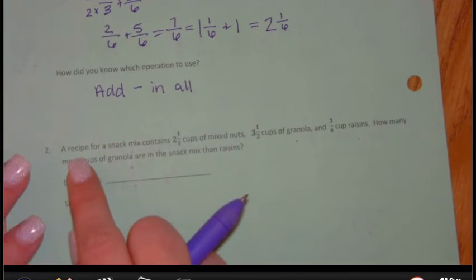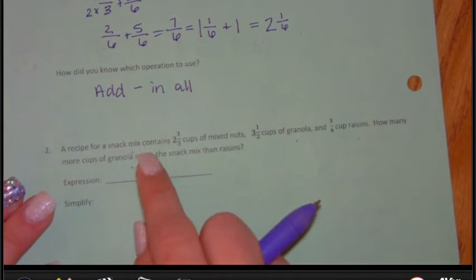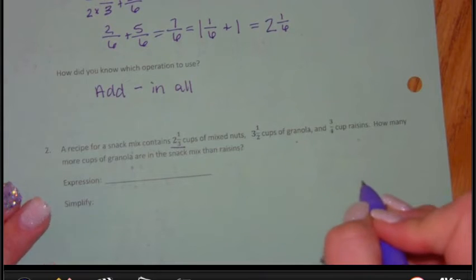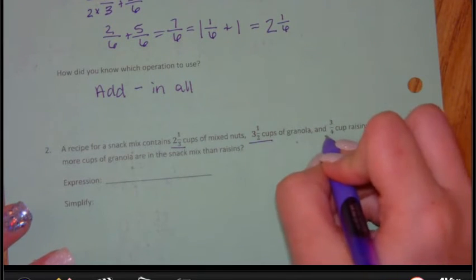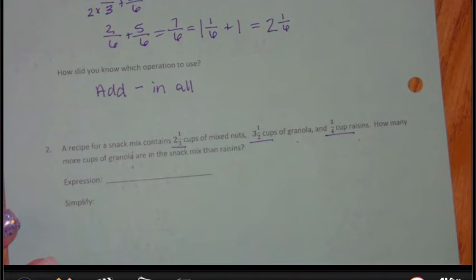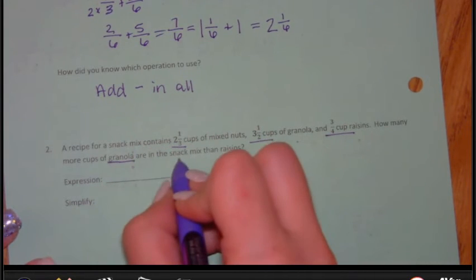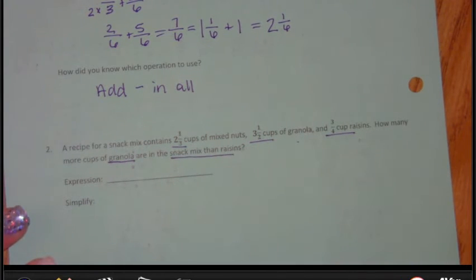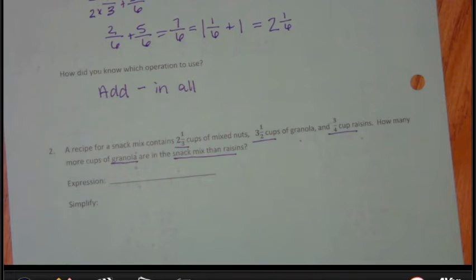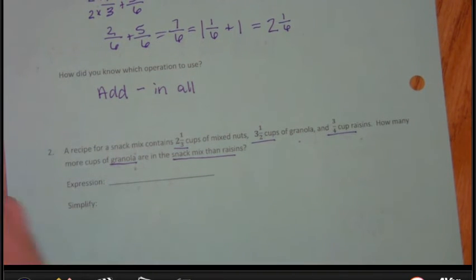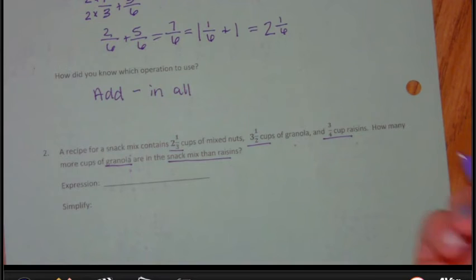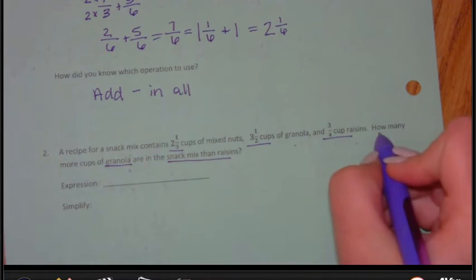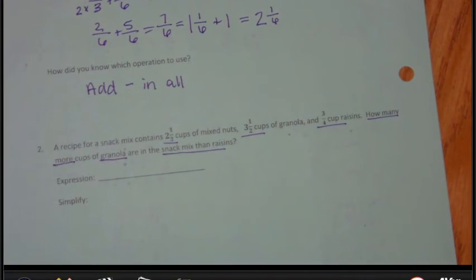All right, number 2. A recipe for a snack mix contains 2 1/3 cups of mixed nuts, 3 1/2 cups of granola, and then 3/4 cups of raisins. How many more cups of granola are there than raisins in the snack mix? Wow. Okay, so I want to know, am I going to be adding or subtracting? And I see that I want to know how many more. So I know that I am subtracting.